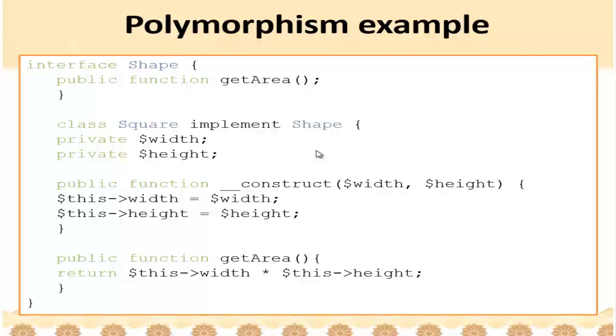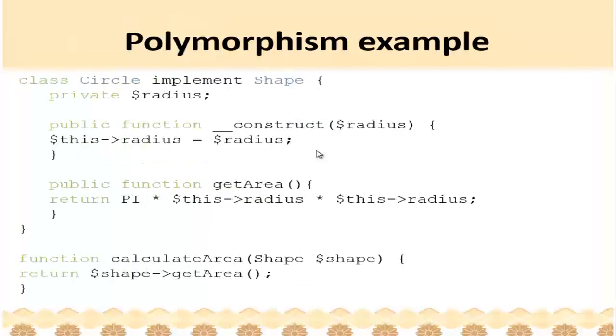So I create a class called Square that implements Shape. Because it implements Shape, I have to override getArea. Square has a width and a height, and there is a constructor that does that, and I override the object method getArea to capture the area of the square. The same way, I have a Circle here. Circle has the radius, and there is a constructor that takes the radius, and there is this getArea method that computes the area.